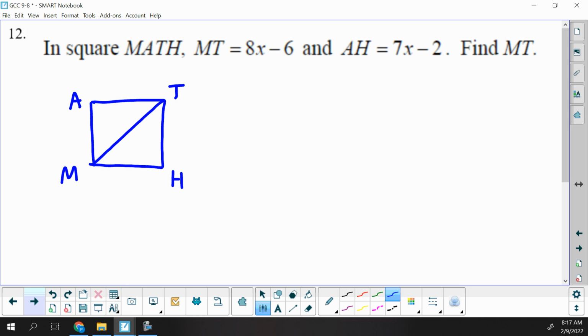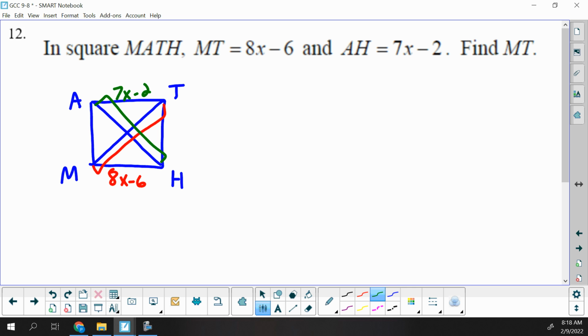They tell us values for MT and AH. So MT, they told us, is 8x minus 6, and AH is 7x minus 2. Well, we don't have anything on our cards for square implies, and that's because the square has all the properties of the parallelogram, the rectangle, and the rhombus. We're working with diagonals here, and we're specifically working with lengths of diagonals. So we want to think about what things do we know about diagonals from those other ones.